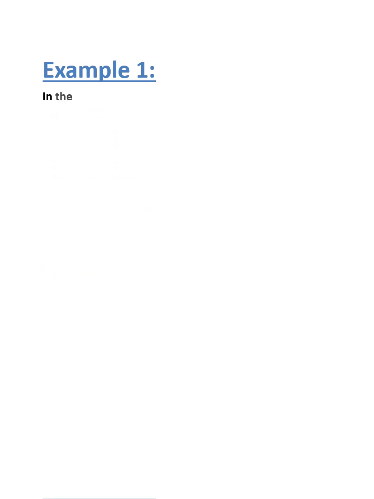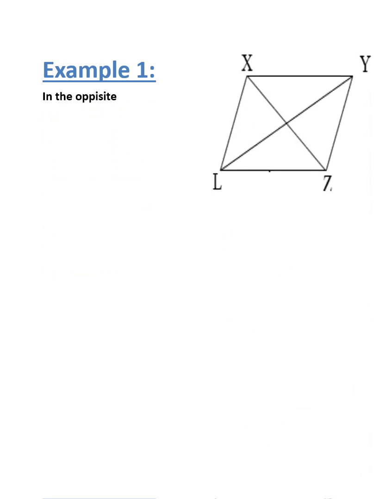Example 1: XYZL is a parallelogram. The measure of angle LZY equals 140. LZY has its middle at angle Z, so it means angle Z equals 140. XY equals 7 centimeters. We have to write the numbers on the figure.